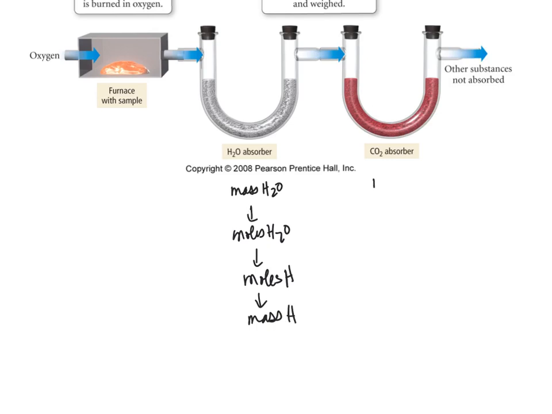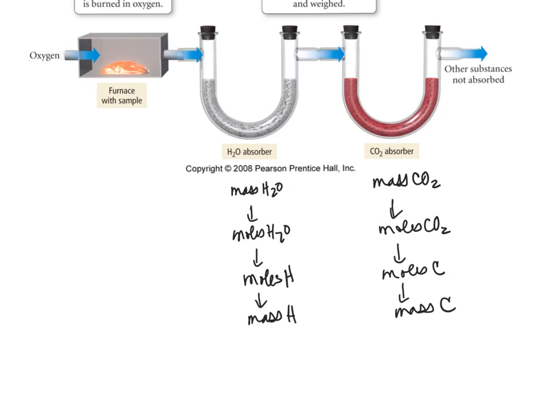Similarly, for the mass of CO2 that you get, you can figure out how many moles of CO2 that corresponds to. Then you can figure out how many moles of carbon are present, and you can get your grams of carbon using molar mass.